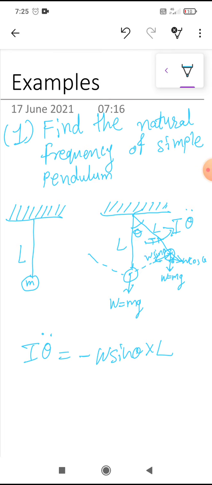Now how did this I into theta double dot come? The formula for force, as we know in linear systems, is F equal to ma.